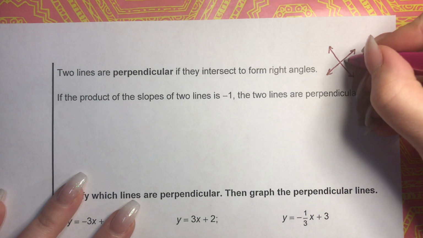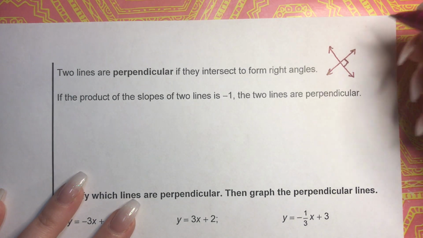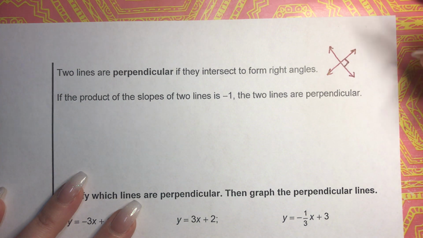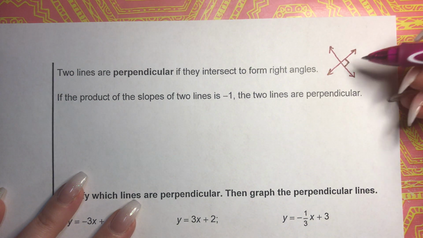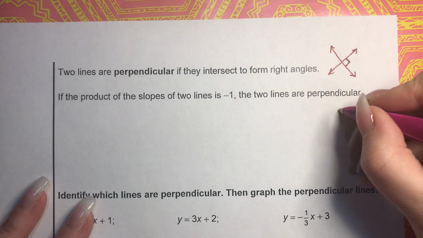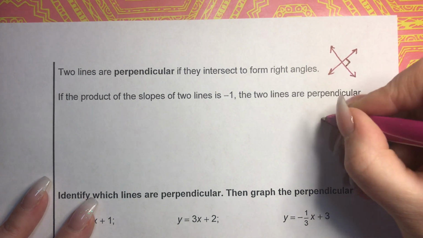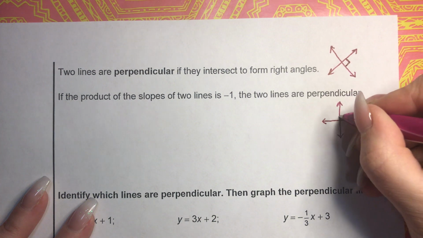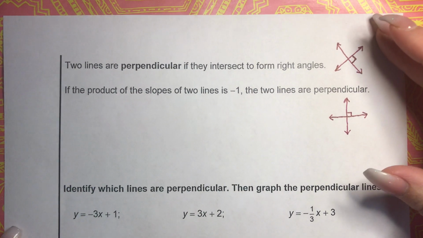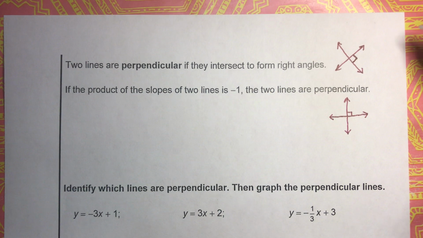They have this little box right there to show that they're perpendicular, which just means that they form 90 degrees. You would probably be most used to this, right? That's perpendicular, 90 degrees. Now, perpendicular lines have some different characteristics.